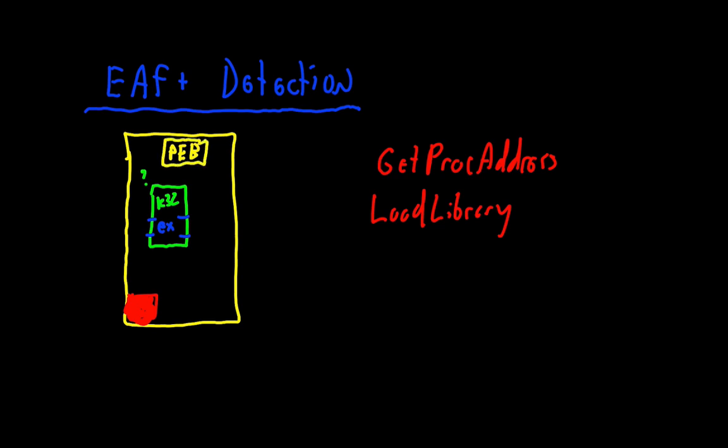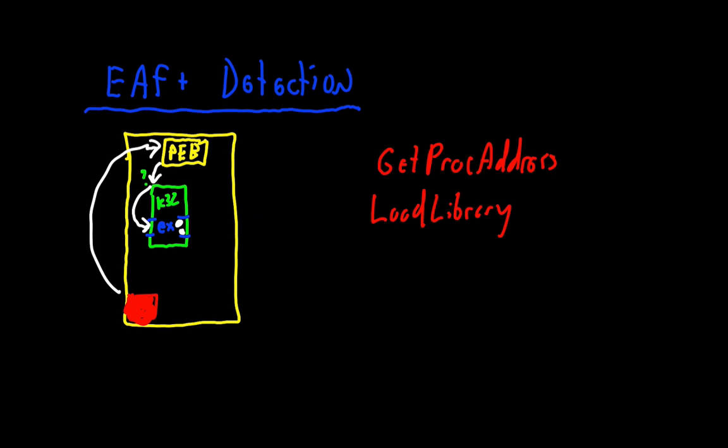So to find kernel32, what we do is we read the PEB, and we use the PEB to find kernel32, and then we walk the export table looking for GetProcAddress and LoadLibrary. And we then have the pointers we need to start doing stuff. This is the behavior. Now, let's talk about the detection. And I think this is pretty cool. It's a really cool piece of detection engineering, if you will.